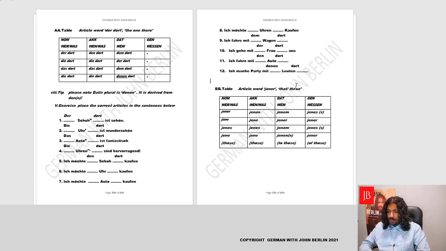Fantastic. So let's move on. And yes, that will be the part of this one. I would like to join you in the next part of the same lesson. We'll be doing a similar article word which is called that. Now we have done that one there. We'll simply do that in the next one. So join me and we learn the article word jener.